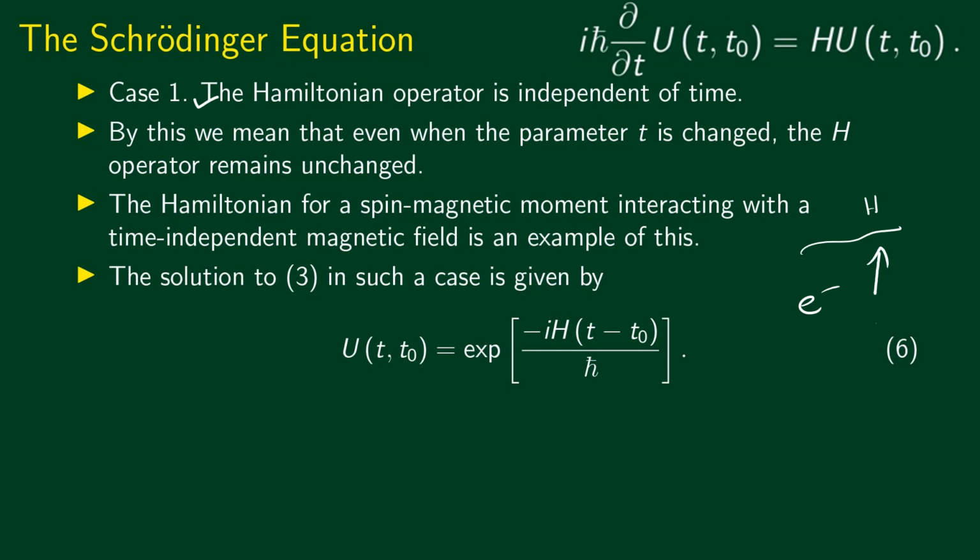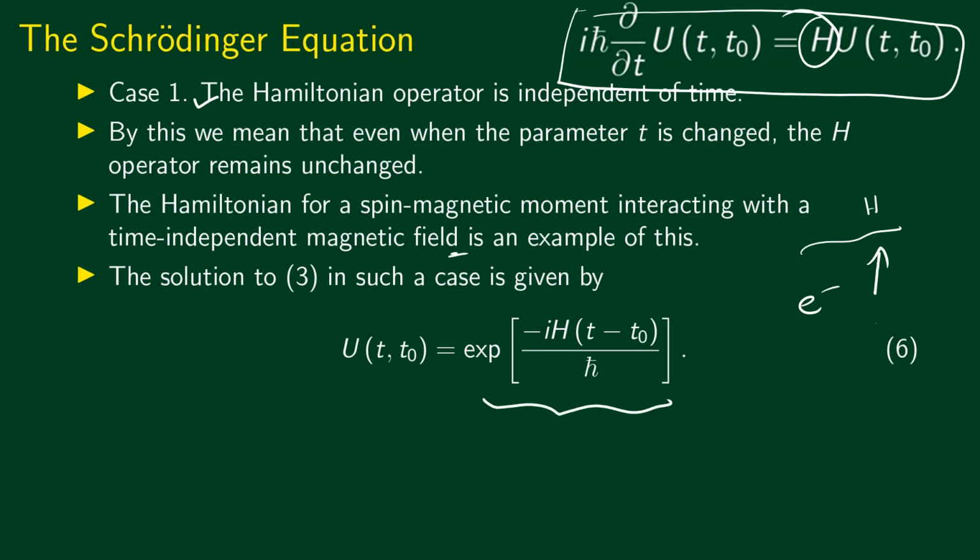Okay. Now, if the magnetic field changes with time, then we say that the interaction also changes with time. In that case, we will have to use a time-dependent Hamiltonian. So the Hamiltonian for a spin magnetic moment interacting with a time-independent magnetic field is an example of a situation where the Hamiltonian does not depend on time. Now, if the Hamiltonian does not depend on time, the solution to this differential equation has a very simple form. It is exponential of minus i H (t minus t0) divided by h bar.